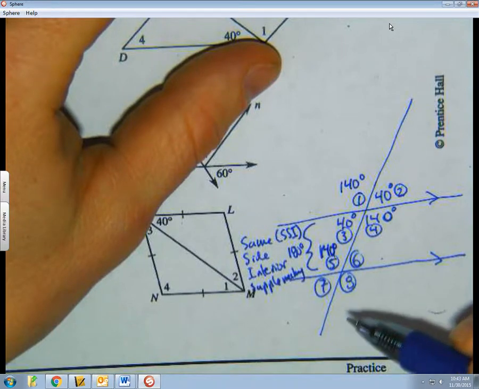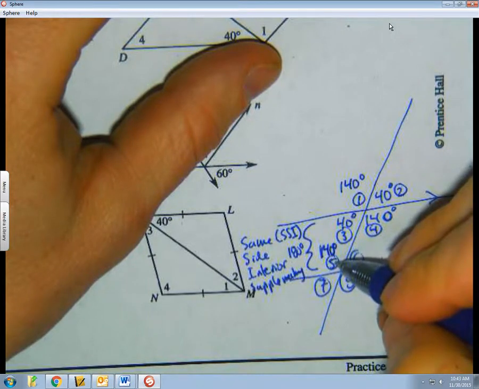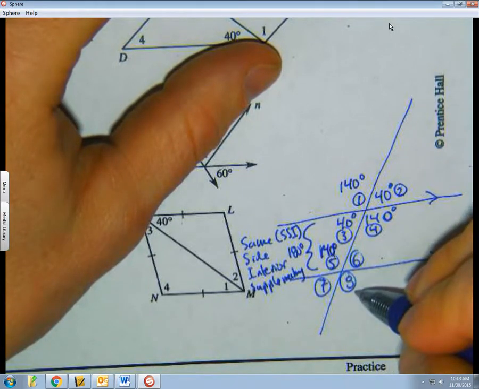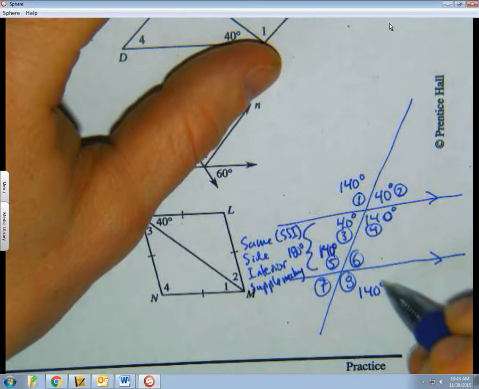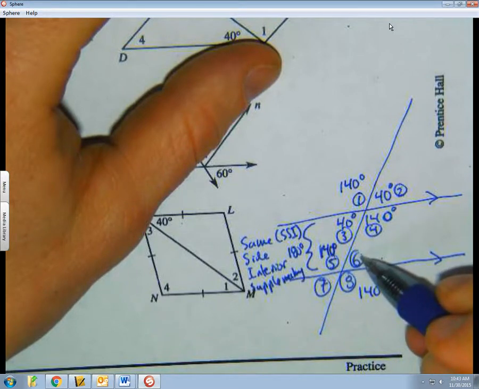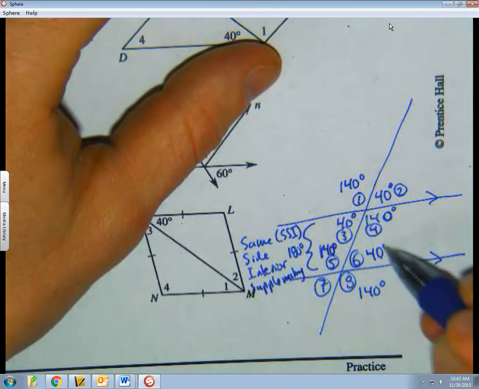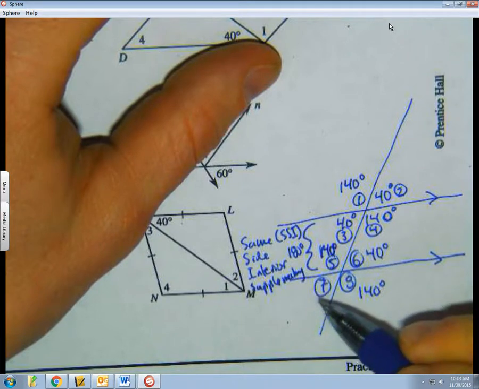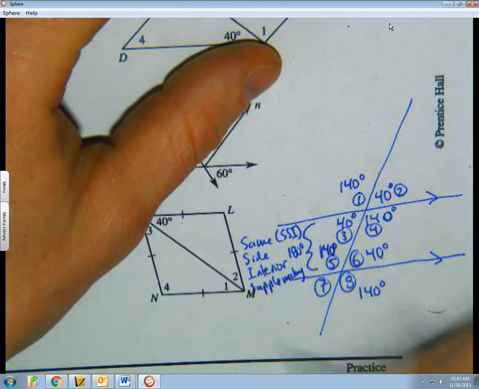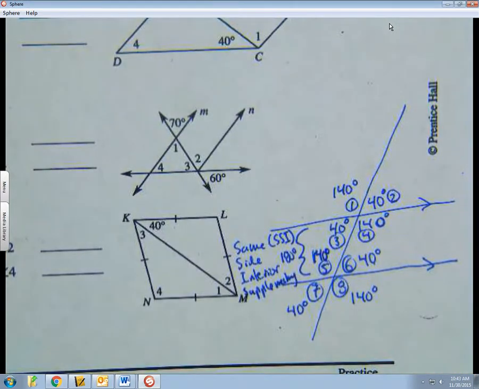Now we've got the same kind of thing we had here. If 5 is 140, 8 is vertical, so that's 140. 6 is supplementary, because those are a linear pair. And then 7 is vertical to 6. You can think of it that way, or it's supplementary with 8, because they're a linear pair. So now we have all the angles measured. Okay?